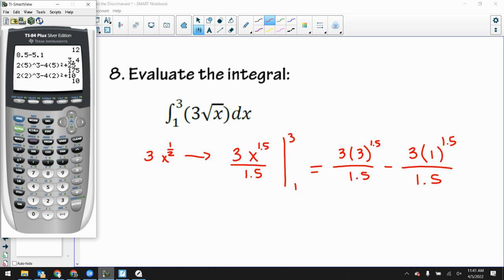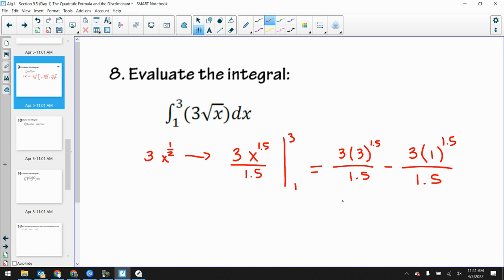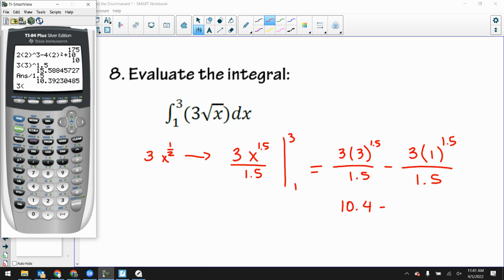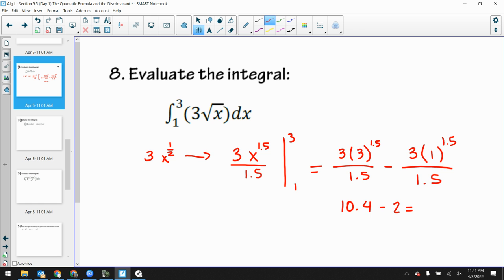Okay, so we've got 3 times 3 to the 1.5 divided by 1.5, 10.4, minus 3 times 1 to the 1.5 divided by 1.5. Oh, 2. So 8.4. Yeah, I said 8.39 in my key. Okay, same thing.